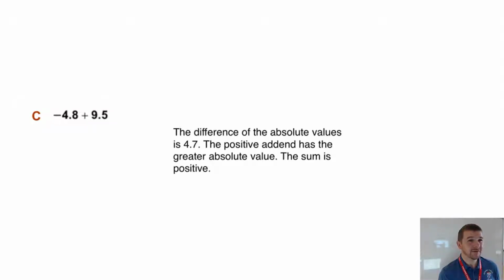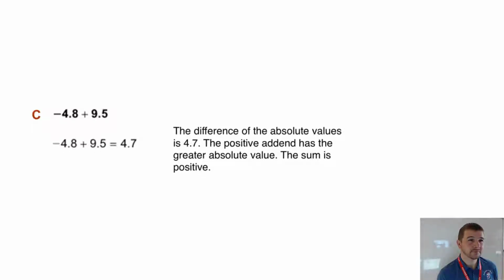Part C, negative 4.8 plus 9.5. Well, the difference of the absolute values is 4.7. The positive addend has the greater absolute value. It's the value farther from 0 on the number line. So the sum is positive. And we write negative 4.8 plus 9.5 equals 4.7.